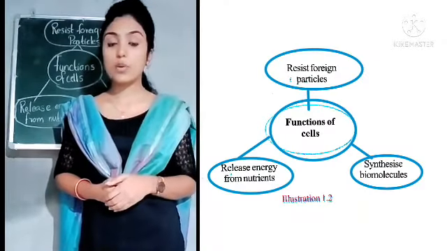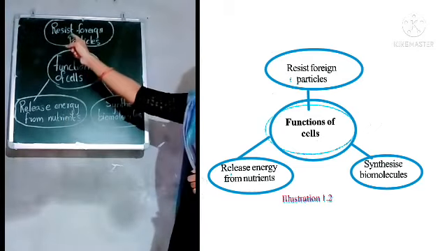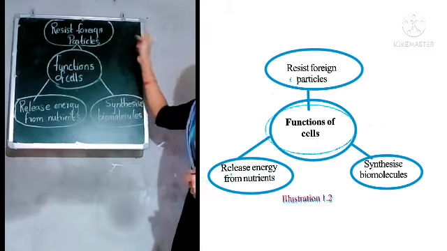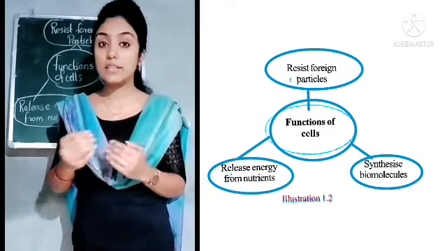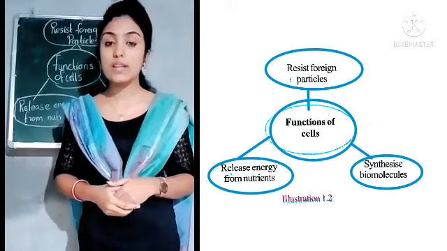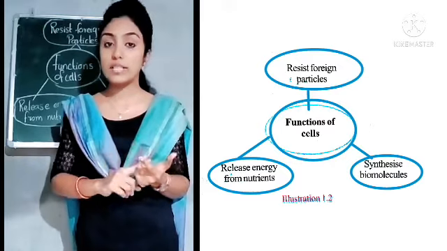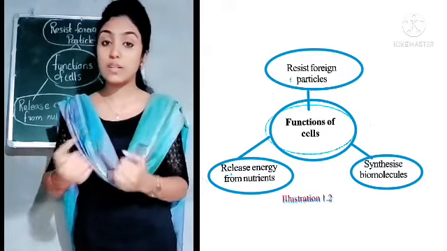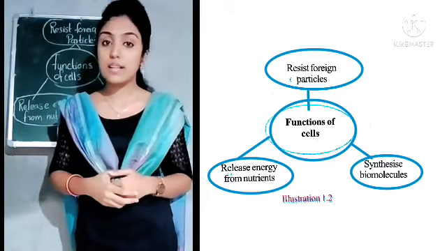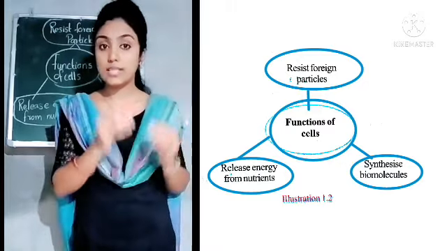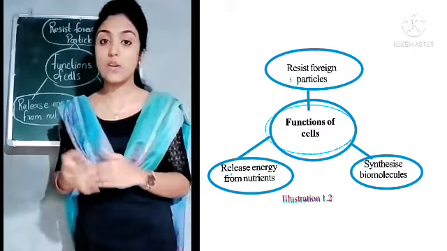Now let us discuss the functions of cells. The first and foremost function of a cell is to resist foreign particles. What do you mean by foreign particles? Any particle that enters our body from the external environment is considered a foreign particle. It can be a pathogen, smoke, dust, or it may be an organ that we receive from a donor. All these things are considered foreign material. Our cells always try to reject these foreign materials. This is one of the main functions of a cell.